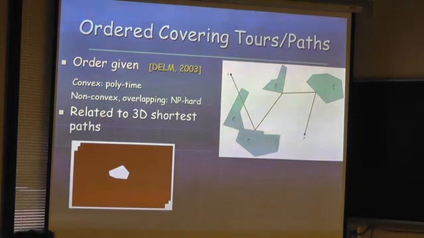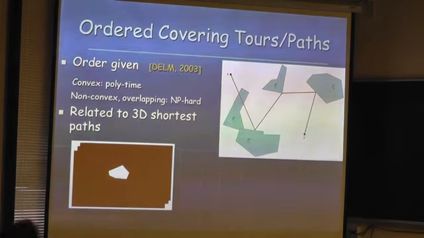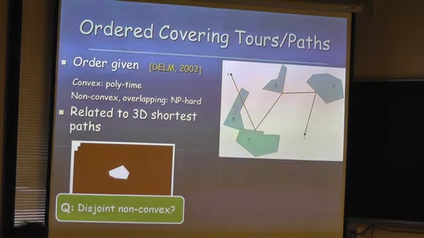It turns out, though, that this problem, which is more general, is hard if the regions are non-convex, as they are here. If they happen to be non-convex but disjoint, we actually don't know if it might be possible. We prove that it's hard if they're non-convex and possibly overlapping.